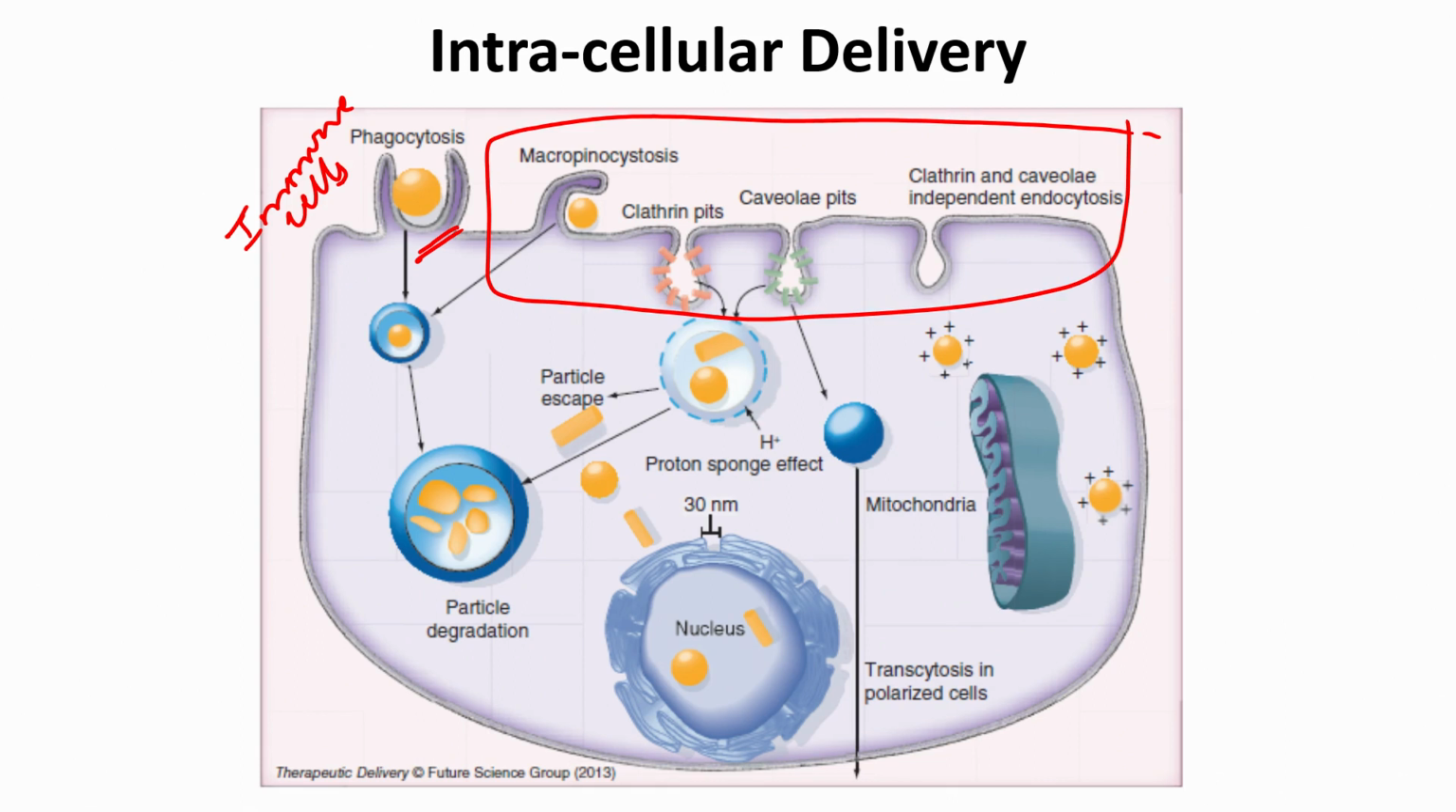So, this could be macropinocytosis, which is nothing but membrane ruffling. The membrane will ruffle and just eat up whatever is in the surroundings. It could be mediated by proteins present on the cell membrane. This could be clathrin protein, and they form small pits, or caveolin proteins, which also form small pits but with different proteins. And then there are some other pathways that are not really well known, and they are clubbed into clathrin and caveolae independent endocytosis.